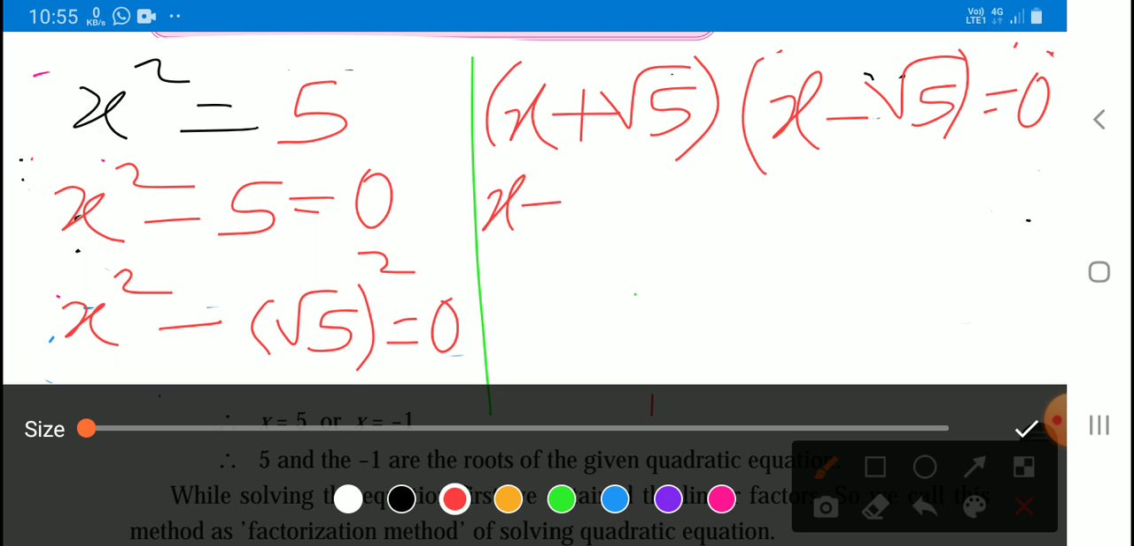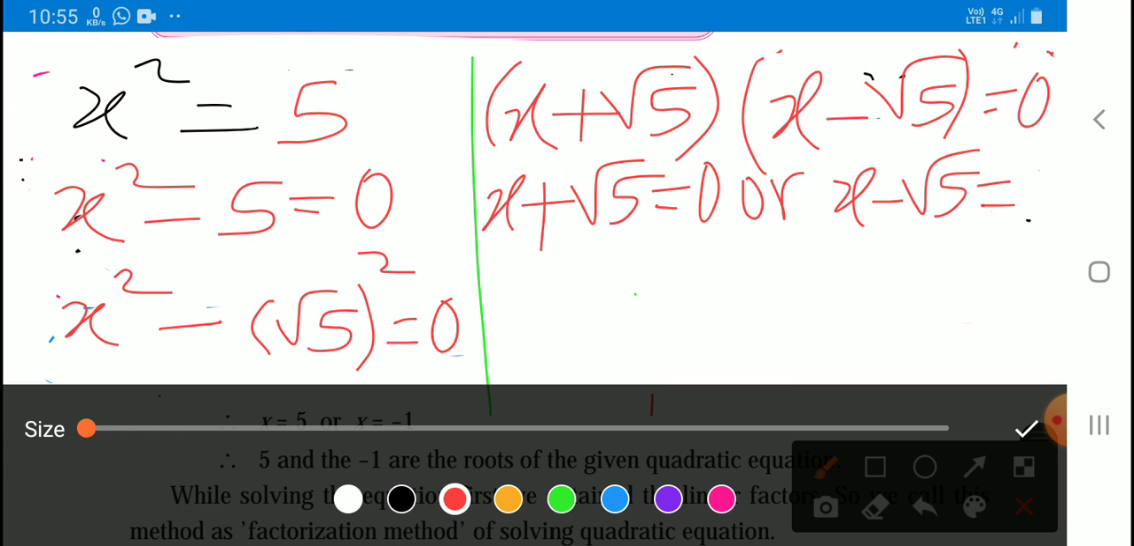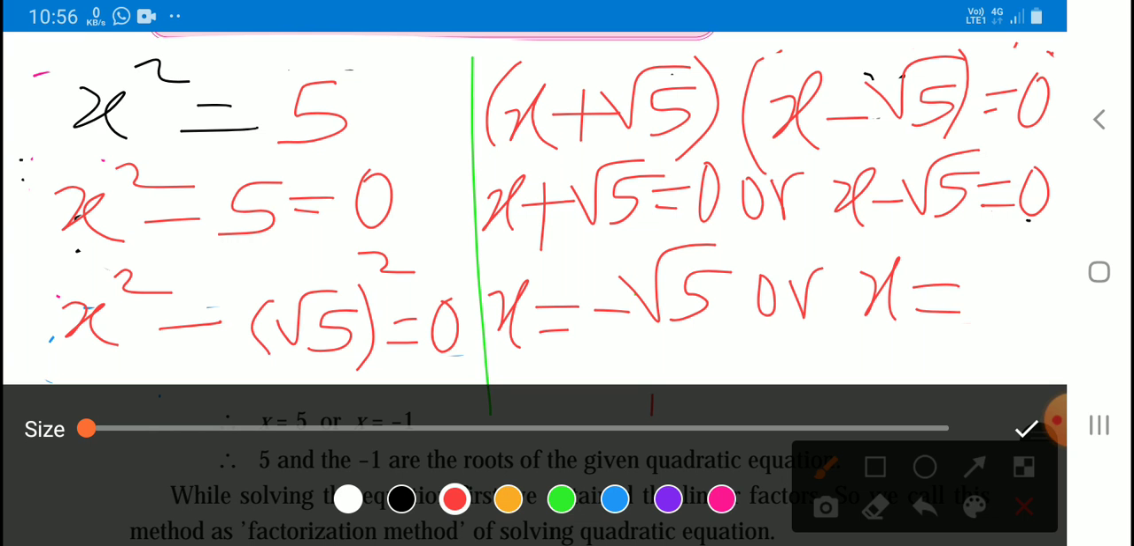So separately we will write x plus root 5 is equal to 0, or x minus root 5 is equal to 0. So here x is equal to negative root 5 or x is equal to positive root 5. These are the solutions of the given equation. Okay, do you understand this?